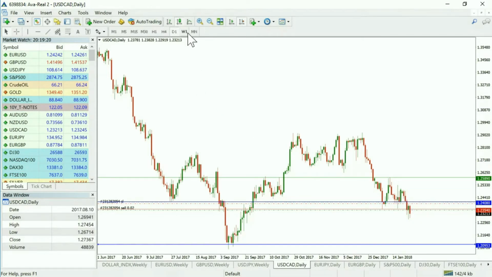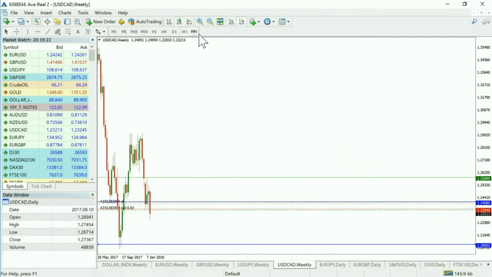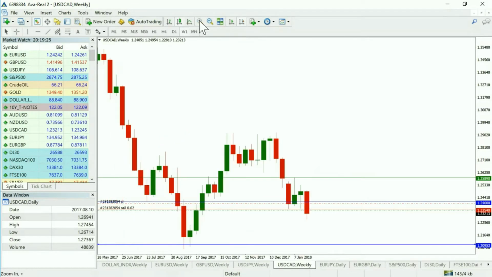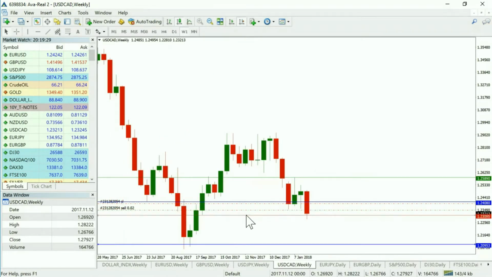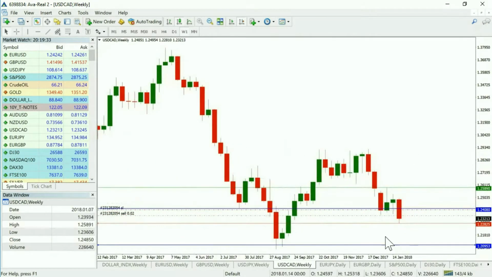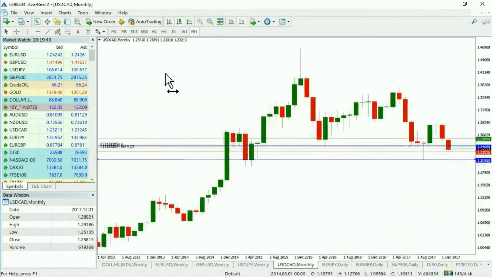Let's take that over to the weekly time frame. Let's zoom in. So you can zoom in and you can see that the weekly close is beneath these lows. So we would expect to see continuation to the downside in this market from a technical perspective. Again, it's a monthly time frame.